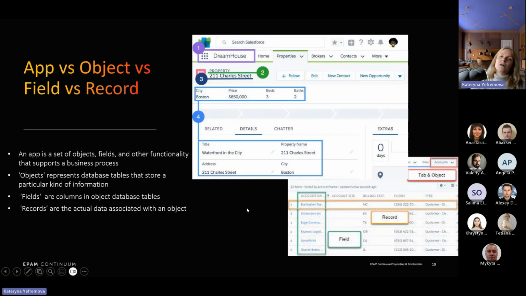And then, what is important to understand here: the app, objects, and fields are created by the development team or by administrators, or, if they are not custom objects and fields, they are provided by Salesforce. But records are what is done by users. We were discussing previously who the users are. So users are the ones who are responsible for records. They are putting in information.